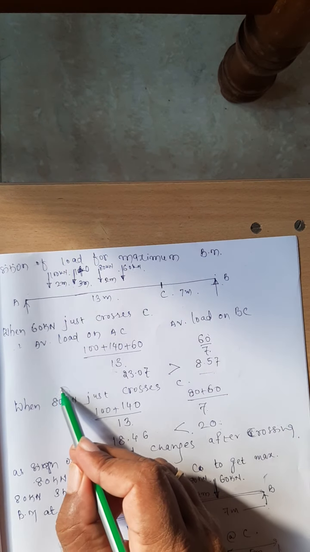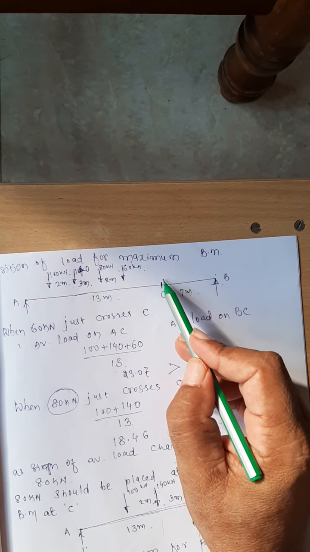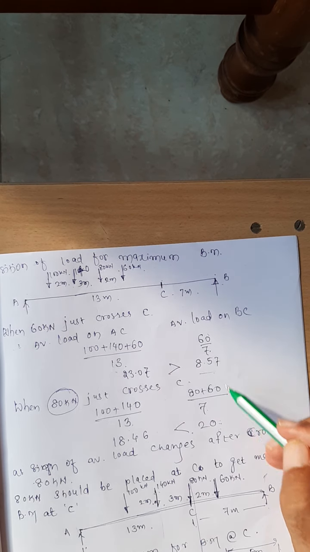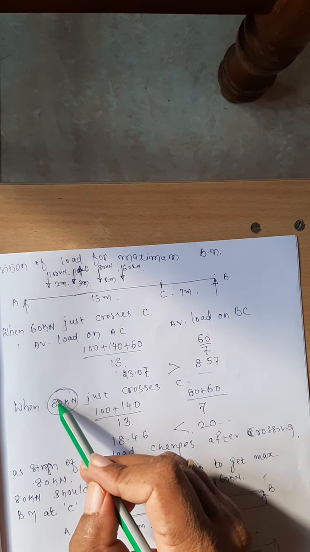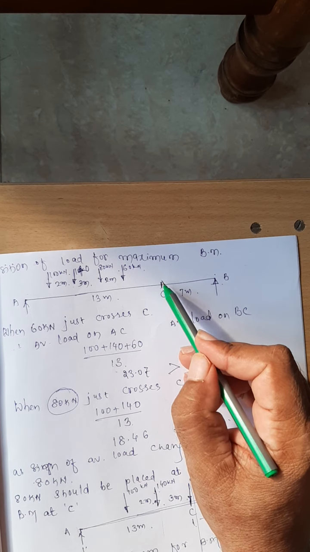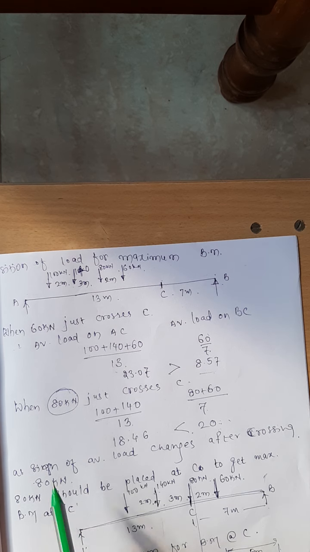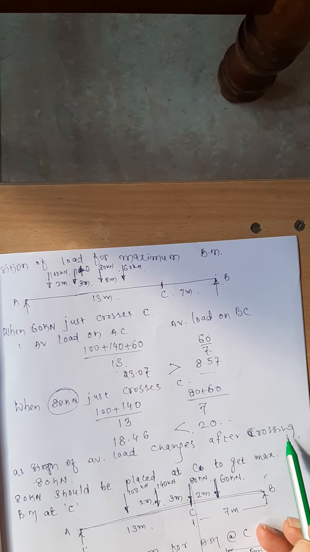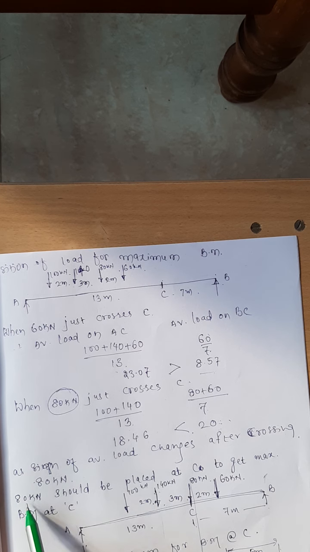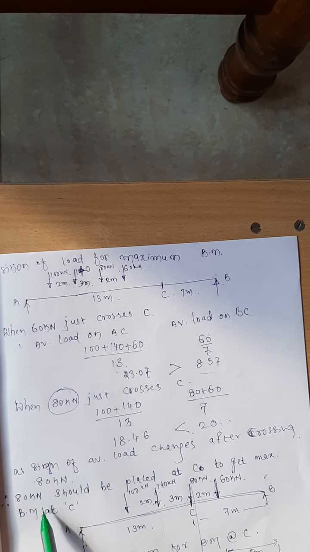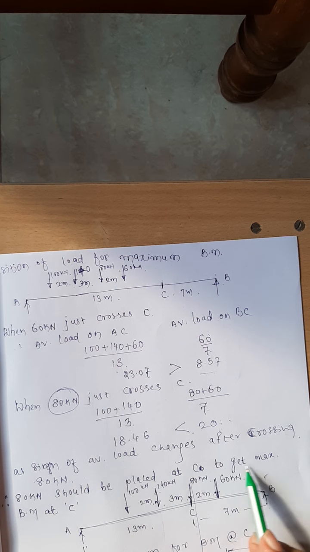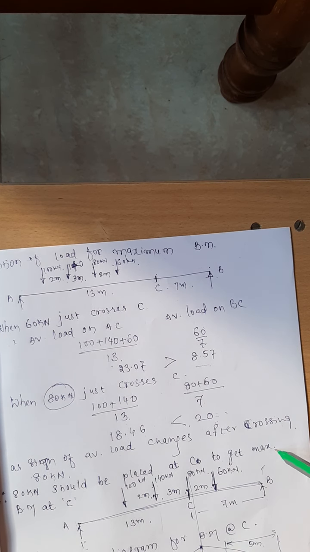Therefore, what is your conclusion? When this load 80 kilonewton crosses the point C, this sign changes, which indicates the critical position for maximum bending moment at the point C: 80 kilonewton is to be kept at the point C. Are you getting? As the sign of the average load changes after crossing the 80 kilonewton, therefore 80 kilonewton should be placed at the point C to get the maximum bending moment. This part we have decided how we need to keep the load on the girder to get the maximum bending moment at the point C.